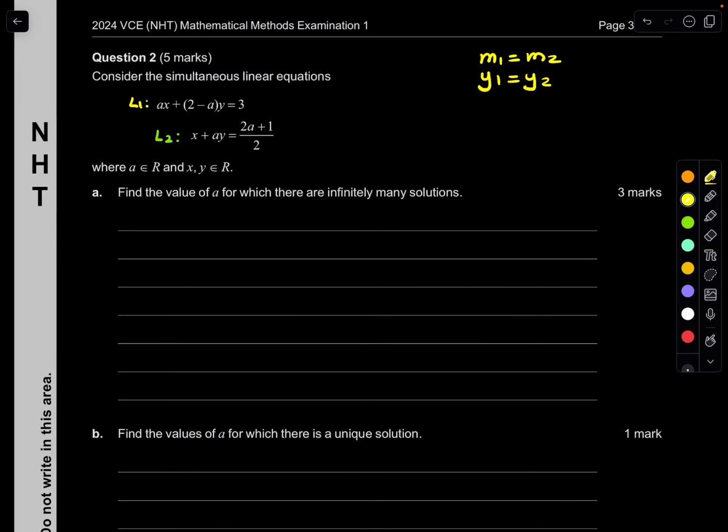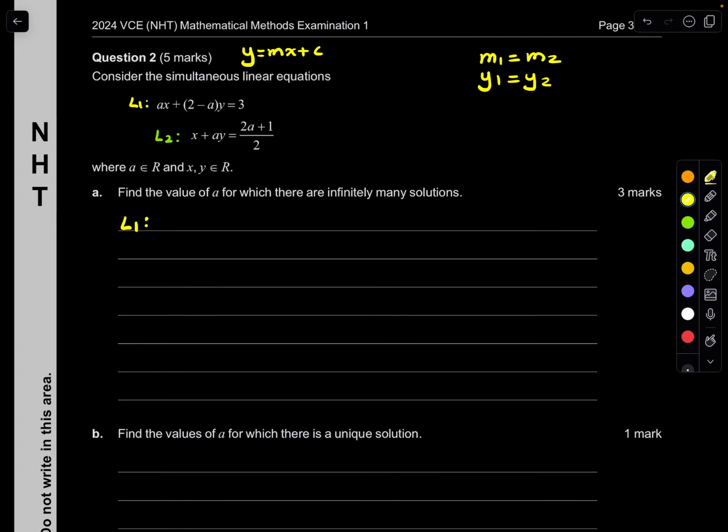Okay. Now these equations, these straight lines, are not written nicely. We want to write them in y equals mx plus c form, because we can easily find the gradient and we can easily find the y-intercept. That is why we want to write it in this form. So we're just going to rearrange them. Let's rearrange L1.